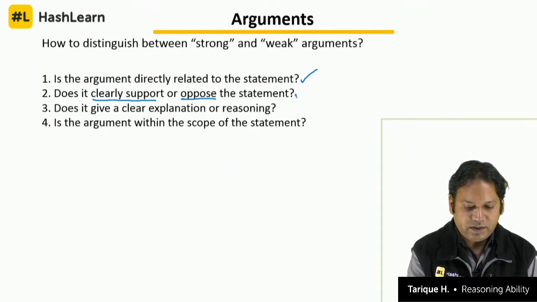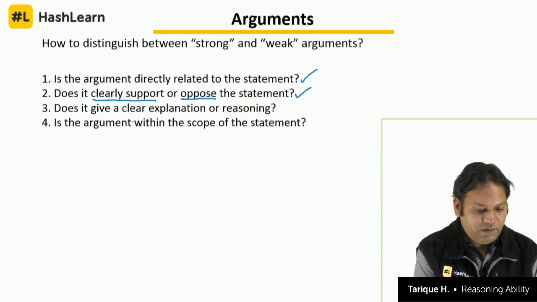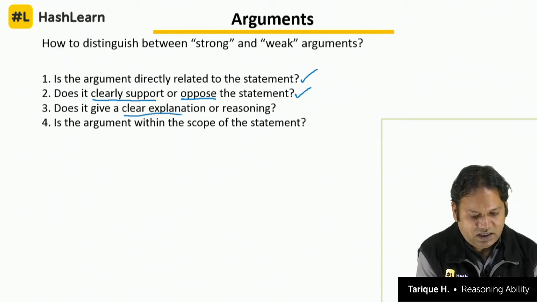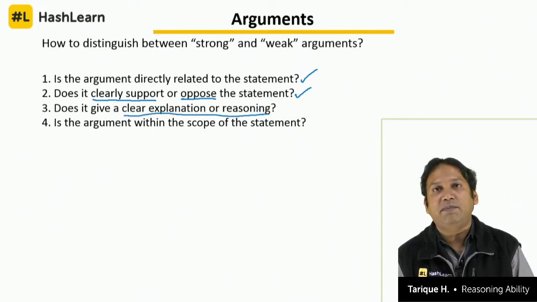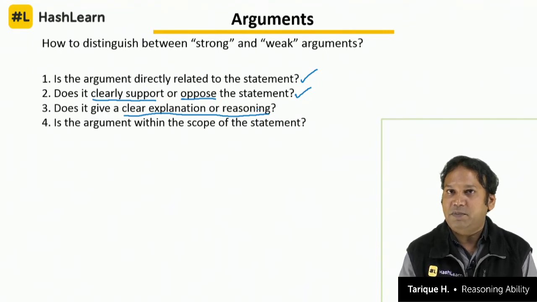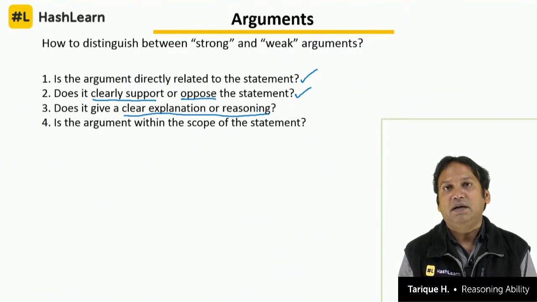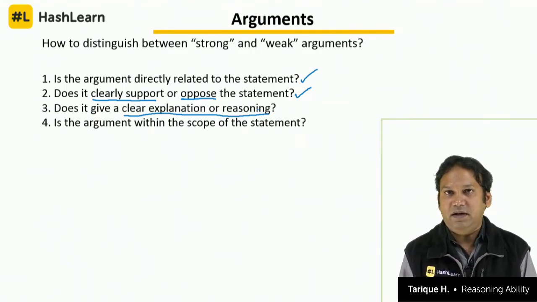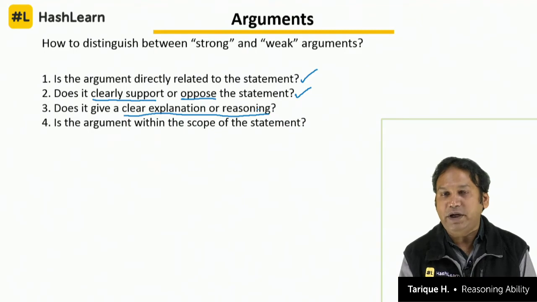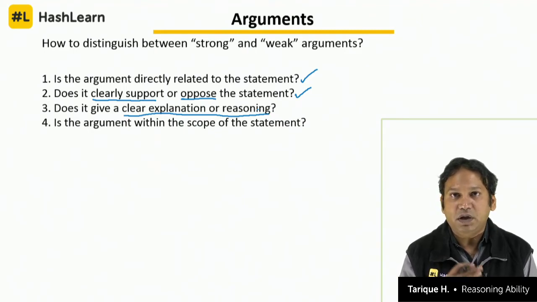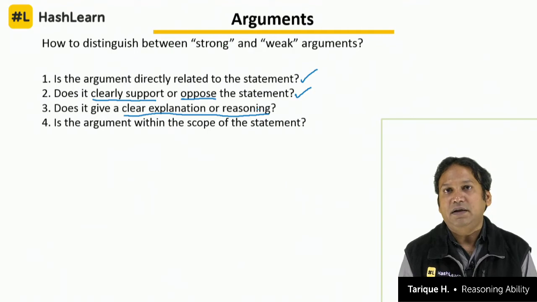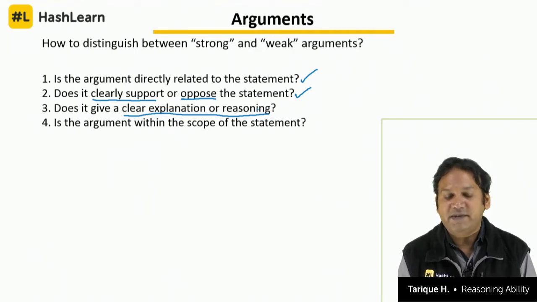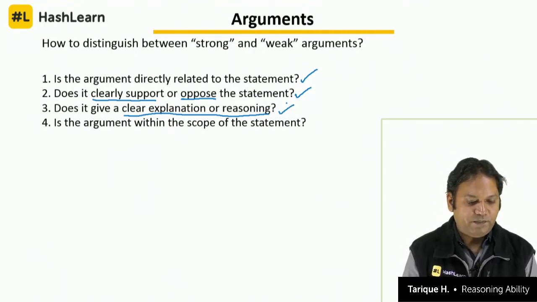That is our second question. Third one, does it give a clear explanation or reasoning? Why does it support? So I am saying no, it is very clear that I don't support it, but am I giving a sound justification, a sound reasoning for why I am saying no? If I say yes, it should be done. It is very clear that I am clearly supporting it, but am I giving you a clear explanation, reasoning, evidence for what I have said? That should be our third question.